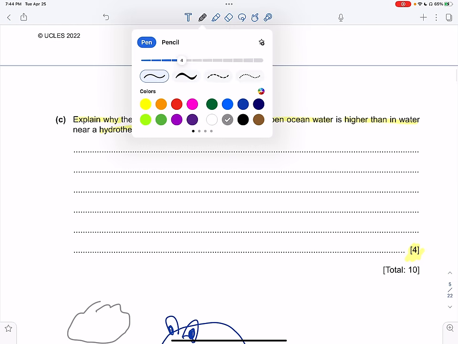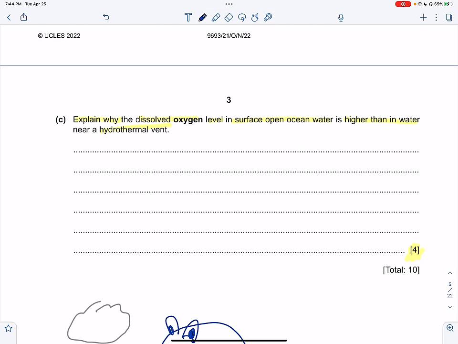All right, and things we want to consider. So we want to answer this in terms of the open ocean waters being higher than near a hydrothermal vent. So we have biotic factors going into that. So there's a lot of light energy. So light energy we link with photosynthesis. Oxygen will be released. You have a lot of producers there that will be doing that. You have dissolution of the atmospheric gases because of wave action, and that's going to increase the dissolved oxygen there.